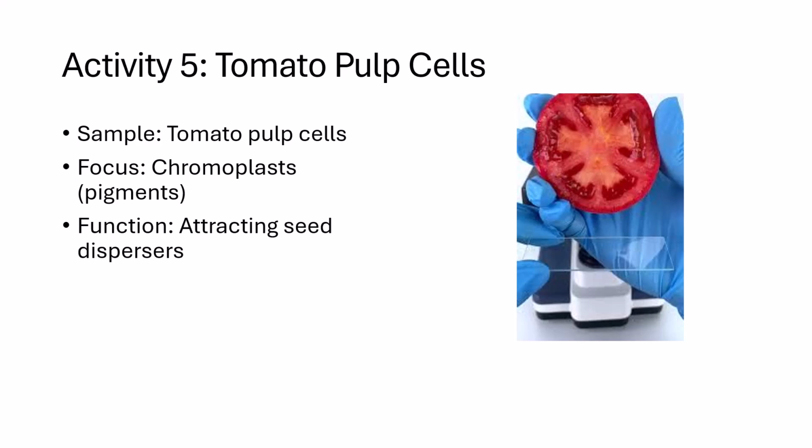In this activity, we're going to look at cells from tomato fruit pulp. This is a great example of how plant cells can be specialized for something other than photosynthesis or storage. In fruit tissue, we often see pigment organelles that help the plant attract animals to eat the fruit and disperse the seeds. As you observe these cells, pay attention to what stands out most, because it won't be chloroplasts this time.